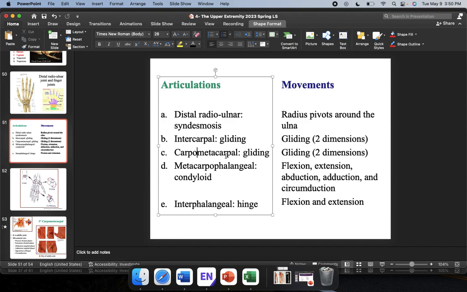We have the carpometacarpal joint, which again is going to be a gliding joint in 2 dimensions. Our metacarpophalangeal joint is a condyloid joint, because we can adduct and abduct our fingers as well as flex and extend. And then we will circumduct in those 2 planes. And then finally we have an interphalangeal joint, which is a hinge joint. We can flex and extend.